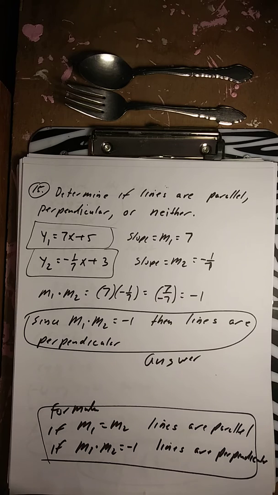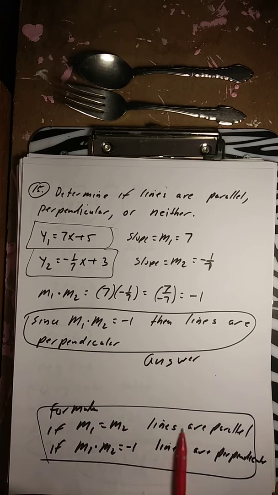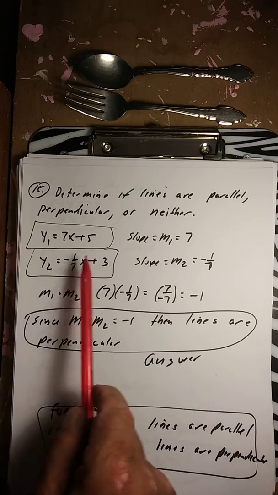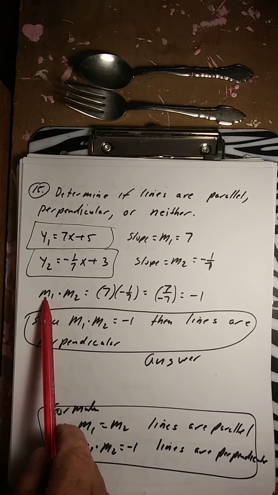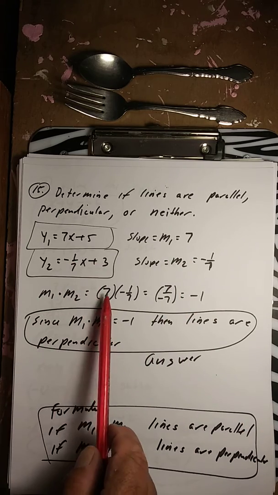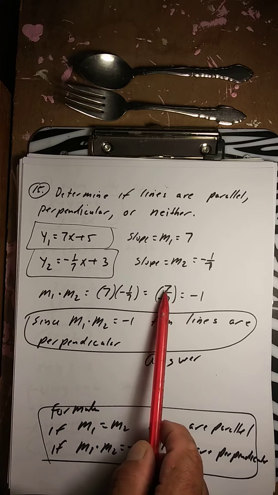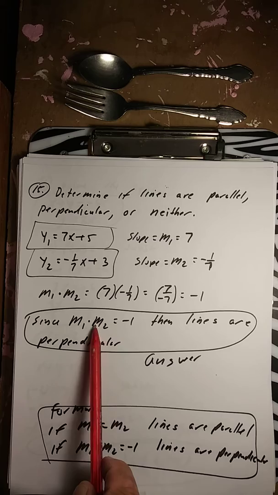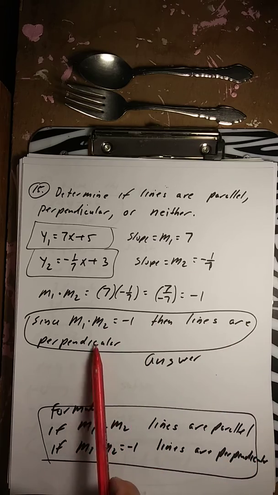Determine if the lines are parallel, perpendicular, or neither. Formulas. If the slope m1 equals m2, the lines are parallel. If the slope m1 times m2 equals negative 1, the lines are perpendicular. So let's go to this one. The slope of this one is 7. The slope of this is negative 1/7. m1 times m2, slope times slope, 7 times negative 1 over 7, it's going to be negative 1. Since slope 1 times slope 2 is negative 1, then the lines are perpendicular.